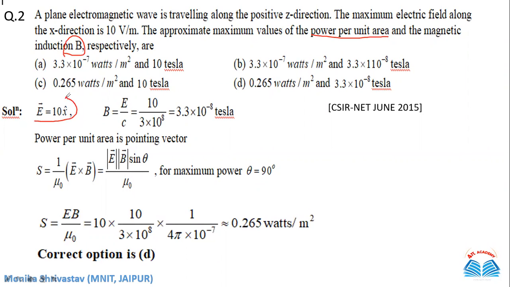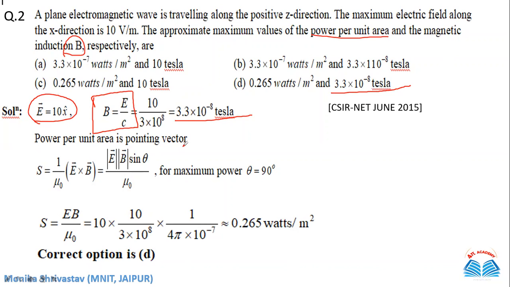So yes, we are given E equal to 10, which is the amplitude only. So we will use the formula for amplitude. B will be equal to E upon c. E is given in the question and c you know. So you can calculate: B will be 3.3 into 10 to the power minus 8 Tesla. Obviously, among the four options there is only one option having 3.3 into 10 to the power minus 8 Tesla, but we will check for power too.